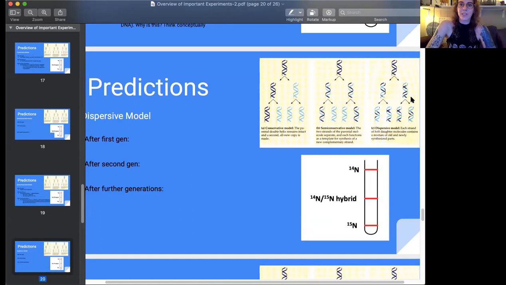Okay, and lastly, we have the dispersive model, which states that not only are you going to have this hybridization between a parent strand and a daughter strand, like we see here, but we're going to have hybridization of the actual strands themselves.